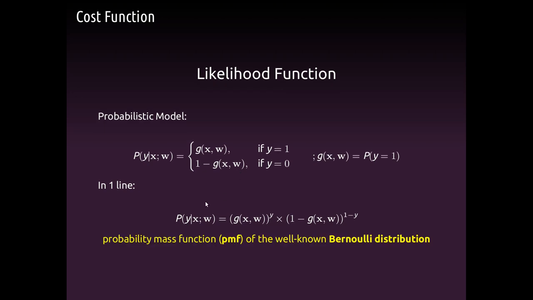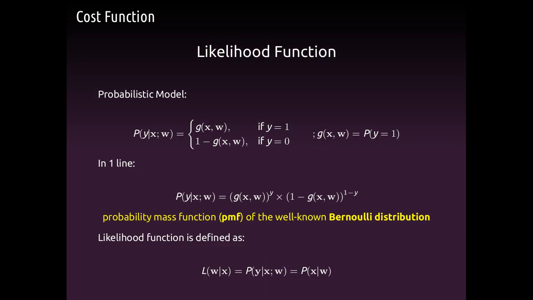Actually, as a side note, this function is nothing but the probability mass function of the very popular Bernoulli distribution. This is a very well-known, standard probabilistic distribution. And accordingly, we define the likelihood of the set of coefficients w given the predictor x as the probability of the target variable y given both predictor x and the set of coefficients w, which is equal to the probability of x given the set of coefficients w.